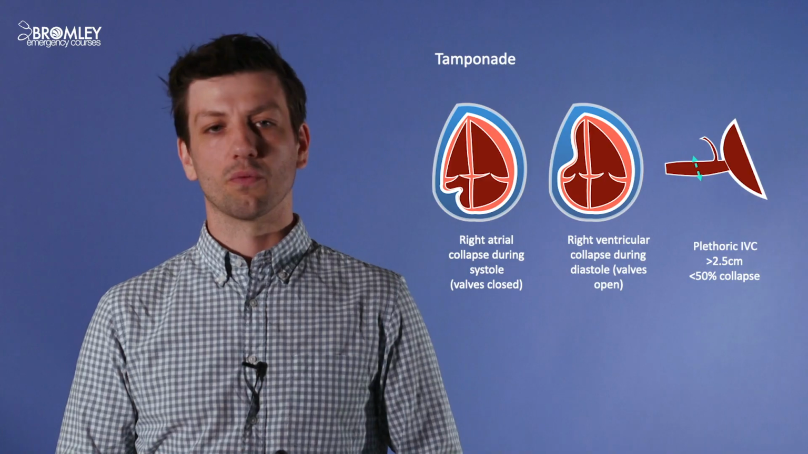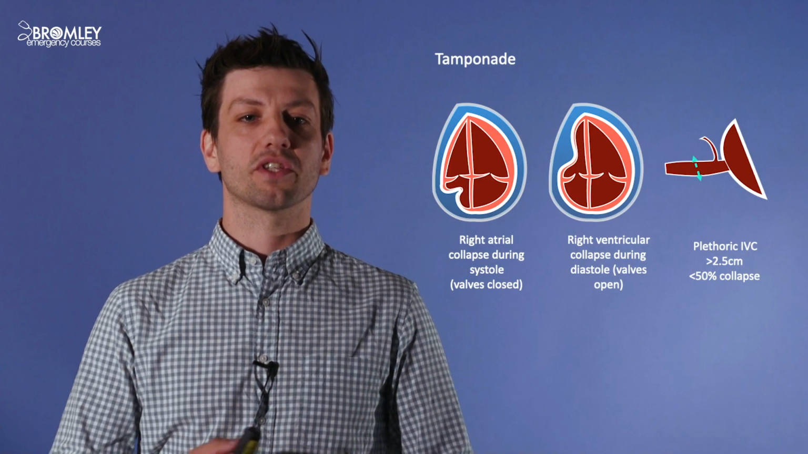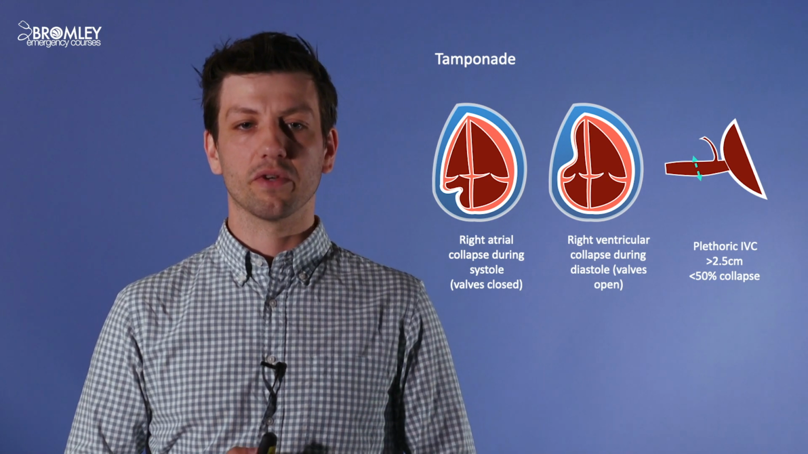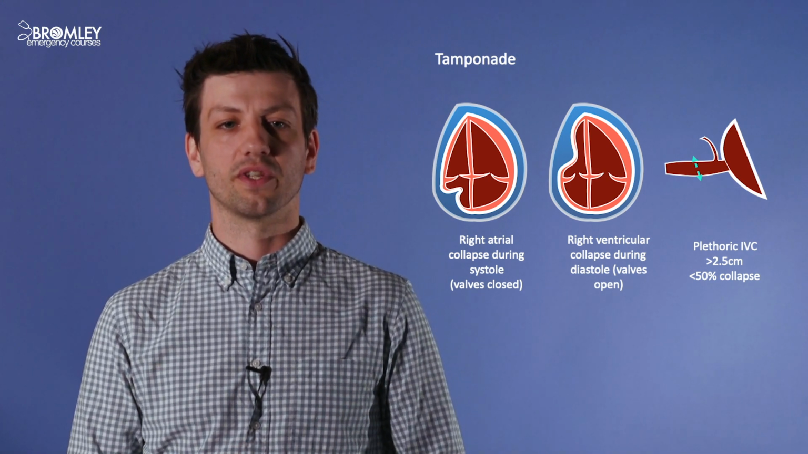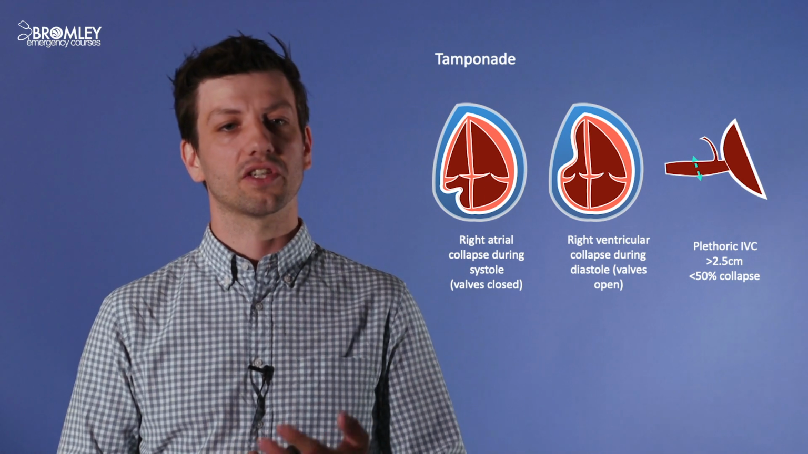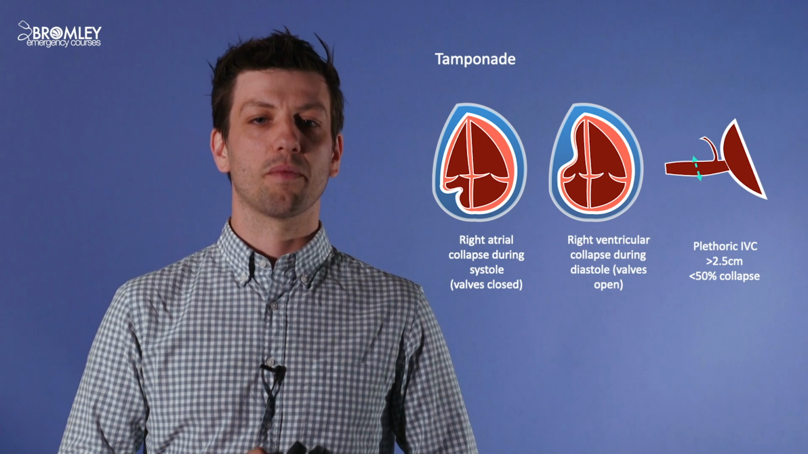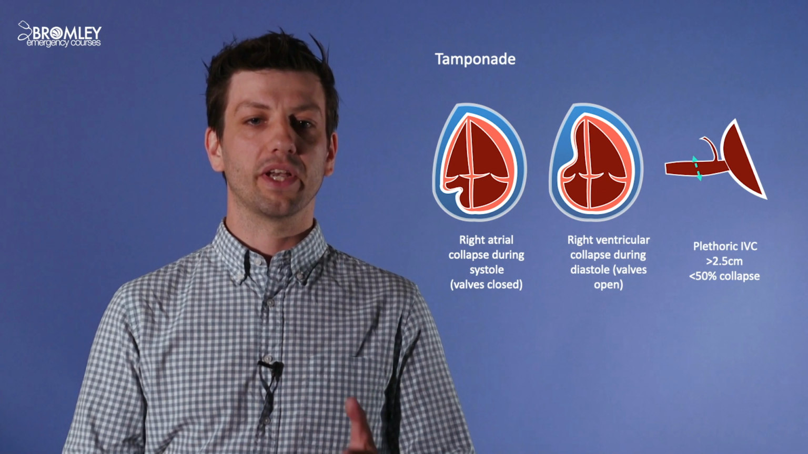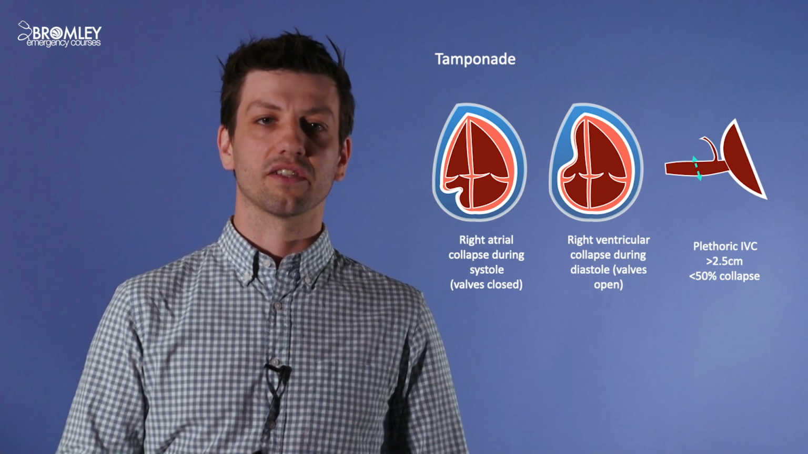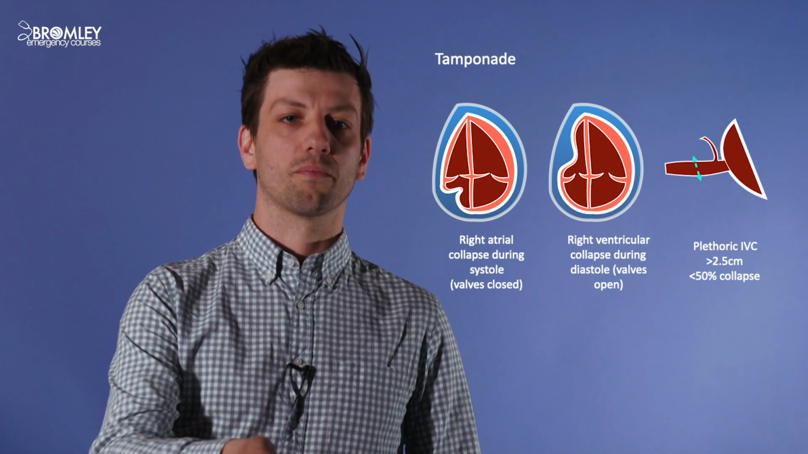Even though you won't be able to see these signs of tamponade during a cardiac arrest where the heart isn't beating, I think it's only right to go through some of the physiological signs of tamponade. So what we see is collapse of the right-sided chambers, the low pressure side of the heart. So we see right ventricular collapse during diastole and atrial collapse during systole. And then we also see a plethoric IVC, so a big dilated IVC that doesn't collapse with breathing.